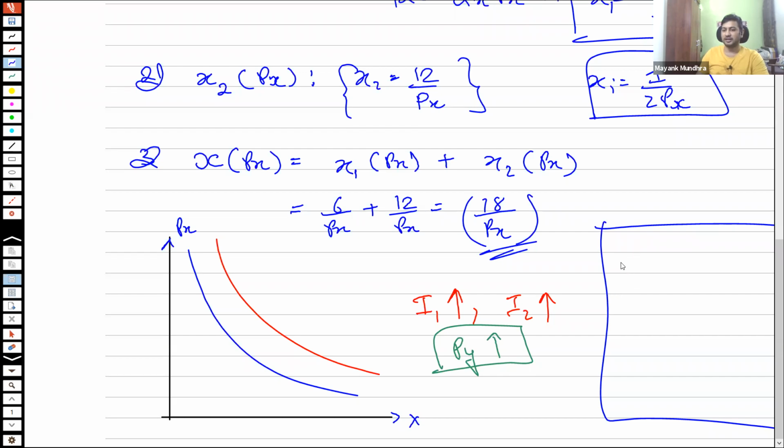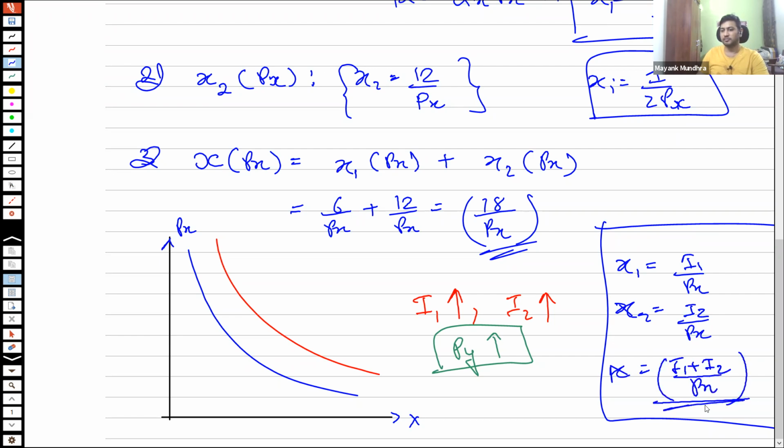Because see, the demand for good X from person one is I1 by Px. Demand for good X from person two is I2 by Px. So total demand for good X is (I1 plus I2) by Px. It is independent of Py completely, so it will remain at the same position.